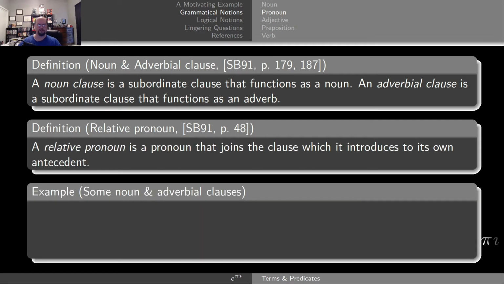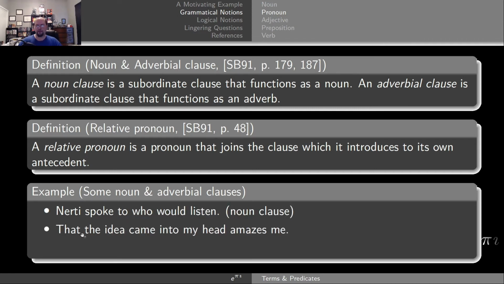For instance, let's consider these sentences here. Ne'er she spoke to who would listen. In this case, "who would listen" is describing those ne'er she is speaking to, that is, those who would listen. Hence, "who would listen" is a noun clause describing the object of the preposition "to." For the next sentence, that the idea came to my head amazes me. "That the idea came into my head" actually is the subject of this sentence, making it also a noun clause.